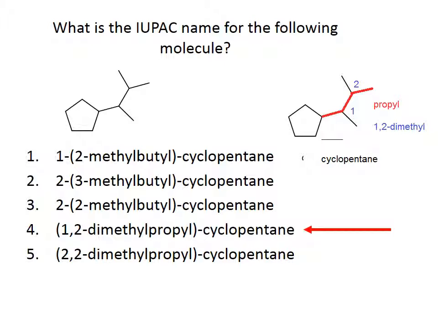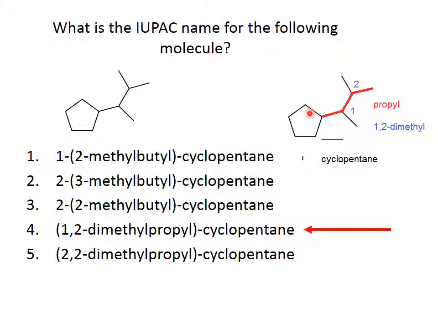So, let me get a pointer here for you. If I look at this carbon right here, this is the number 1 carbon because it's attached to the ring. So that's the number 2. So when I go to name this, I'm going to say that's 1,2-dimethyl is the substituents on the propyl.